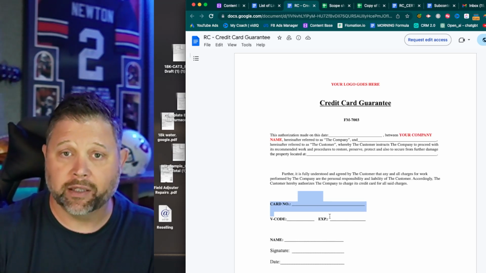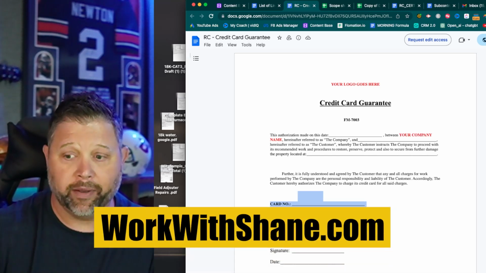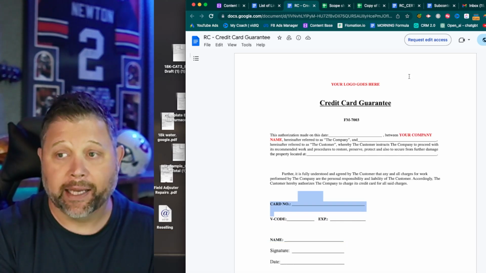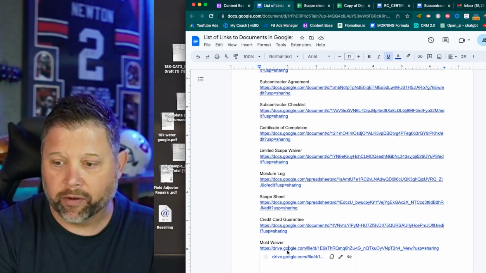If you guys have problems getting them to sign the thing, just go to workwithshane.com, and we've got some training that we could probably put you through, but like, you need a credit card guarantee, and this is what it will look like. And then the mold waiver, limited scope mold waiver.